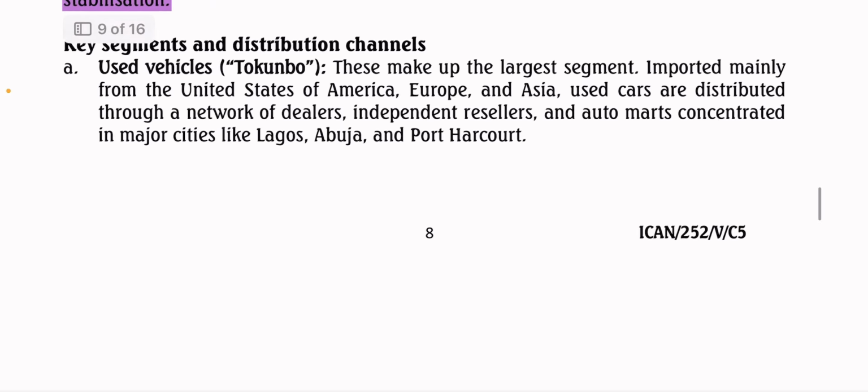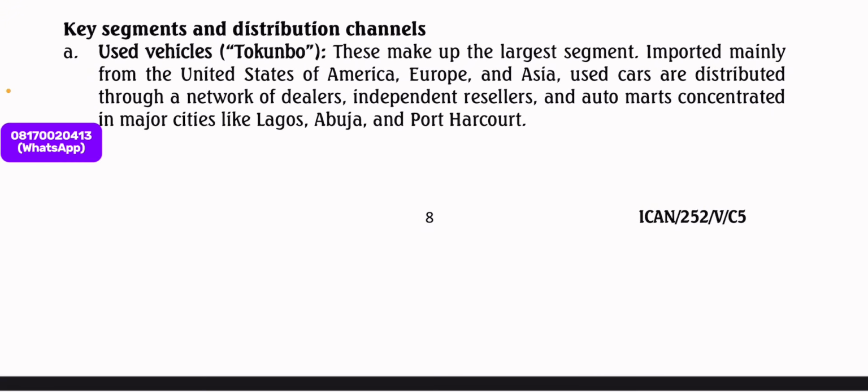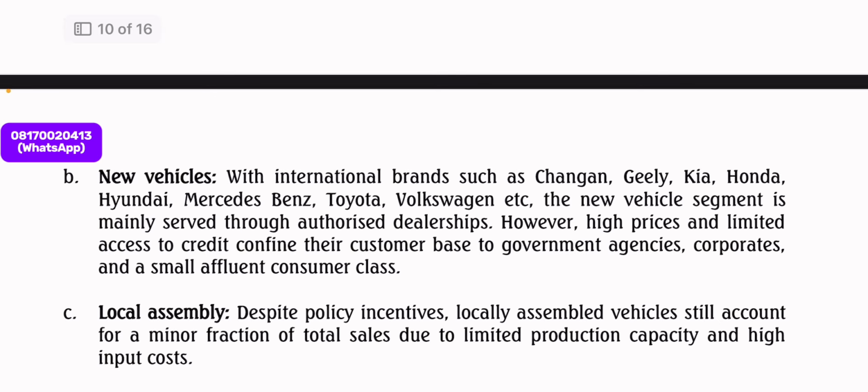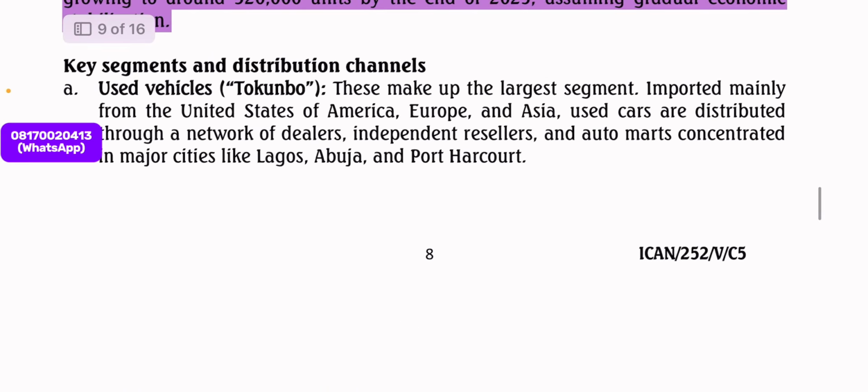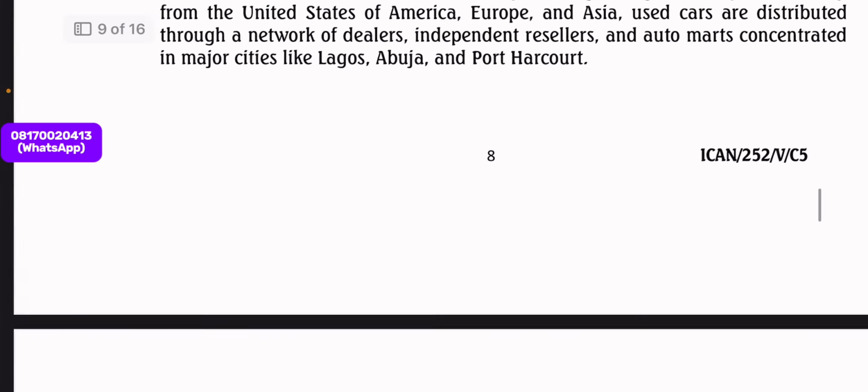Then they said that there are some distribution channels. We have the Tokunbo cars, we have the new cars, we have local assemblies. So we're going to talk about this in detail. I'll be showing you how this might apply in your case study exam in the unseen. So these are the three segments that we have.